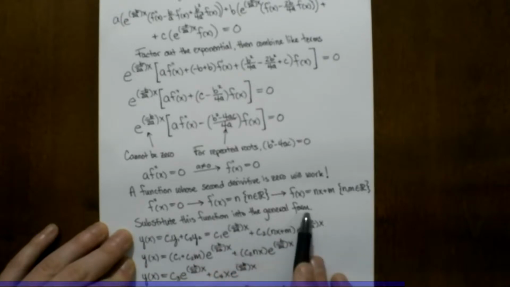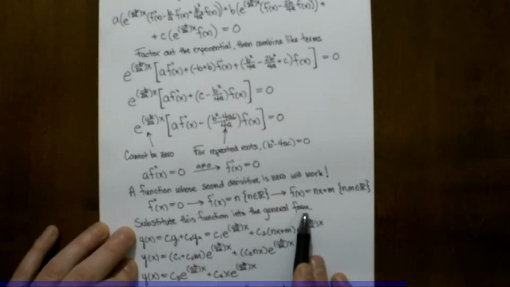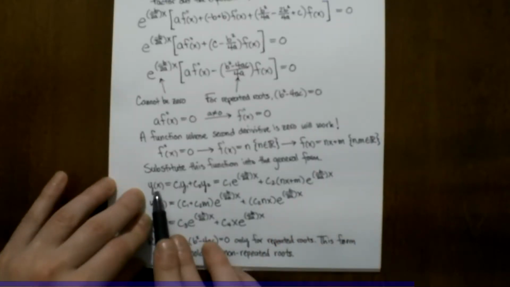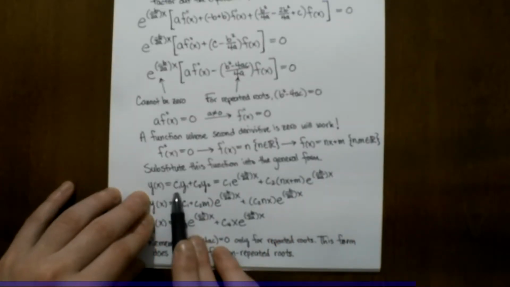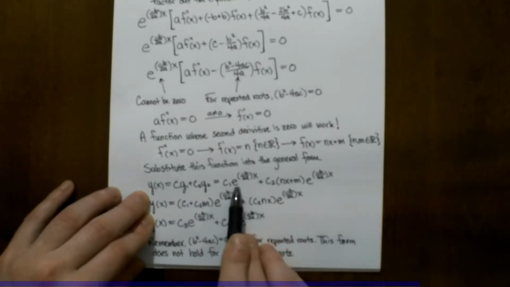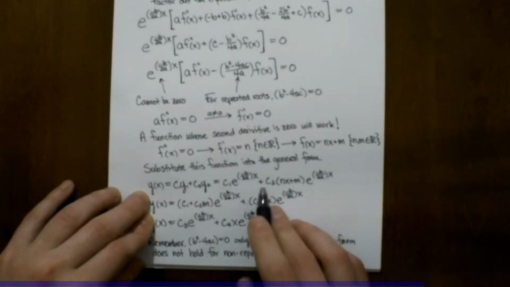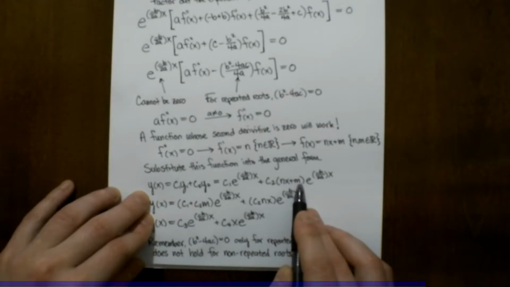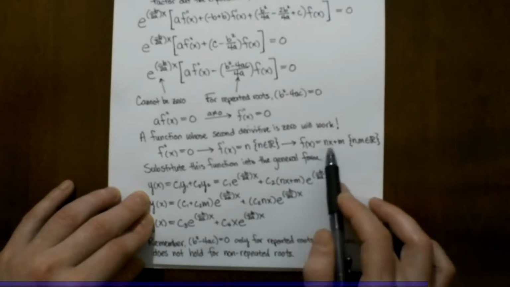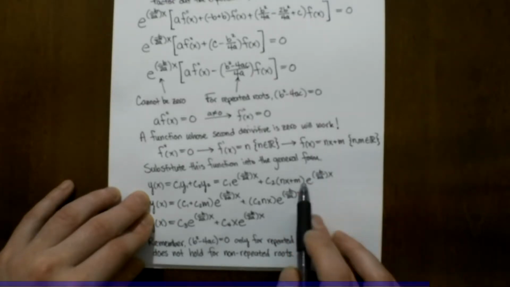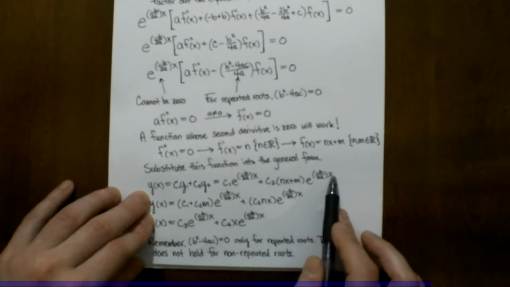So let's substitute this function into our general form, and then we will, in fact, have two solutions that work for repeated roots and also are linearly independent now. So from before, we had y of x equals c1y1 plus c2y2. And y1 we said was going to be e to the negative b over 2a times x. y2 now we said was f of x, right? So f of x is now some nx plus m times e to the negative b over 2ax.